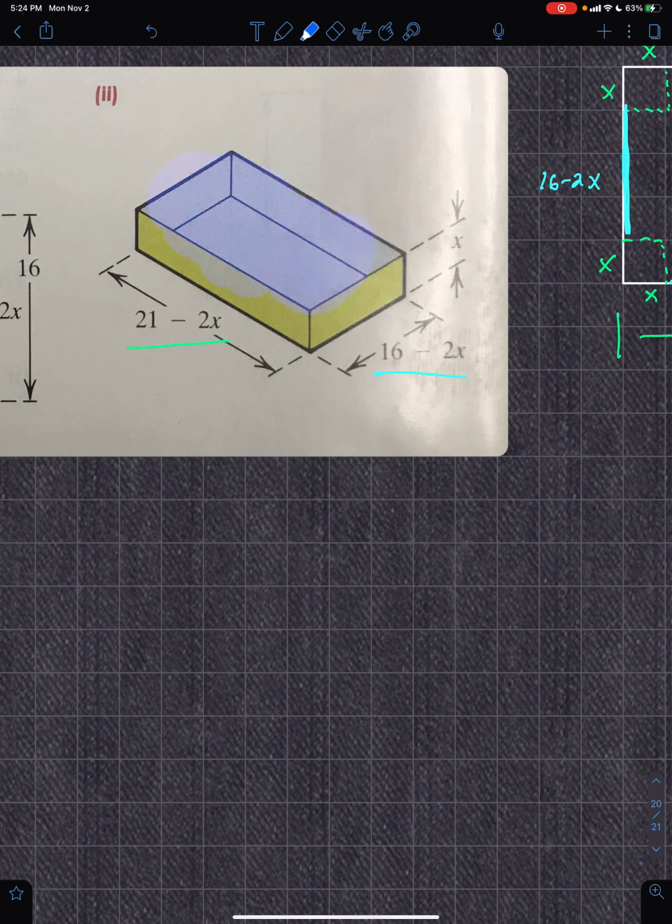Width would be the 16 minus 2x. And your height will then just be x. It's length times width times height. All right, so that's the function you get. And so now, now maximize that.